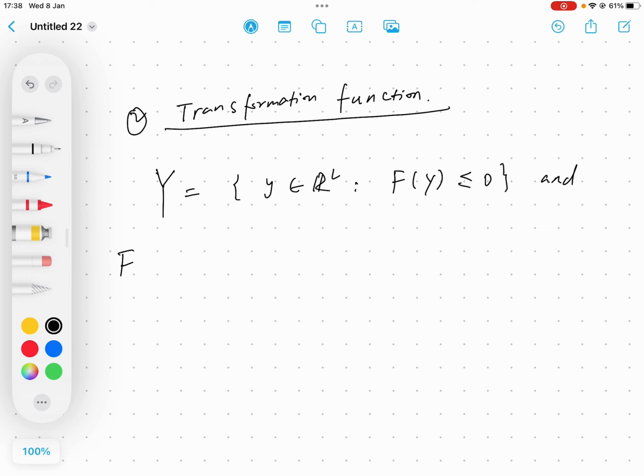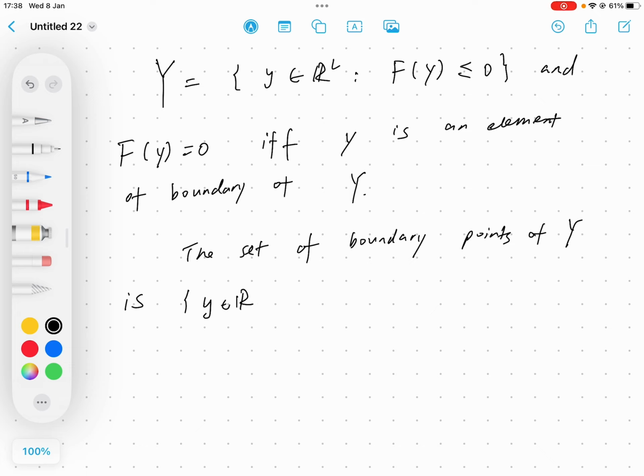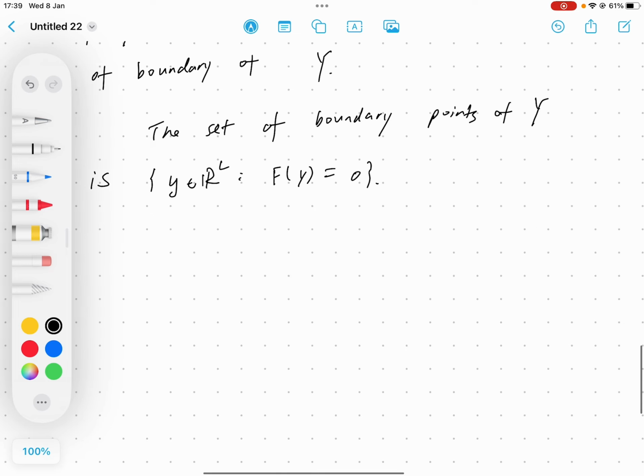And F(y) is strictly 0 if and only if y is an element of the boundary of capital Y. Okay? So the set of boundary points of capital Y, therefore, is those little y's in R^L where this F(y) is exactly 0. Okay? This boundary is called the transformation frontier.